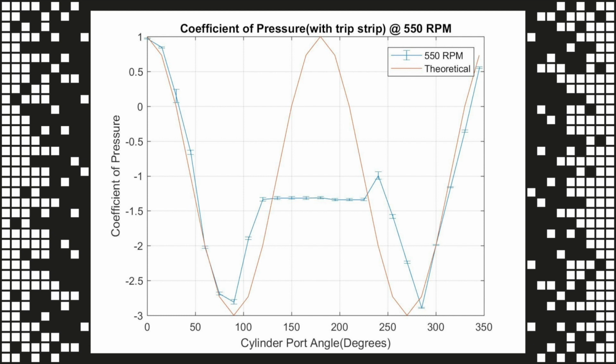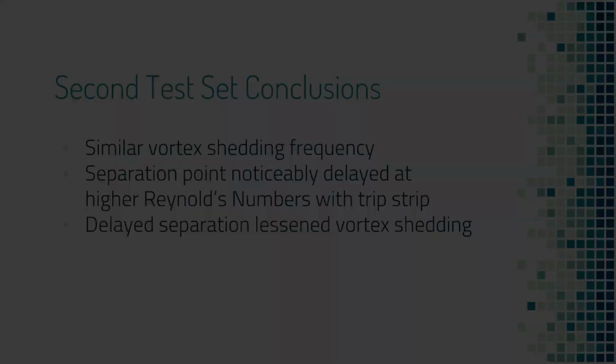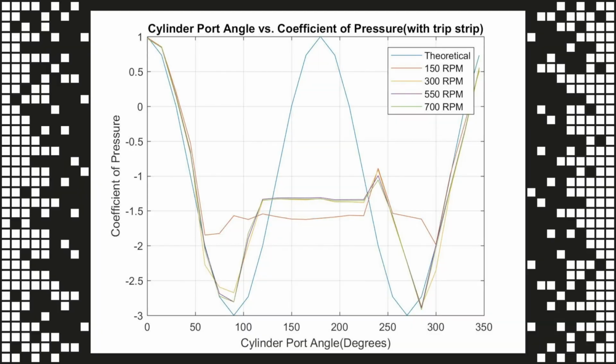From our second set of tests, overall, we were able to conclude that both higher Reynolds numbers and the addition of trip strips both delay the separation point of the flow around the cylinder. This delayed separation also reduces the vortex shedding seen behind the cylinder. When the coefficient of pressure graphs for the second set of testing are overlaid on top of one another, we can clearly see that at the lower Reynolds number, the flow separates sooner than it does at the higher Reynolds numbers.